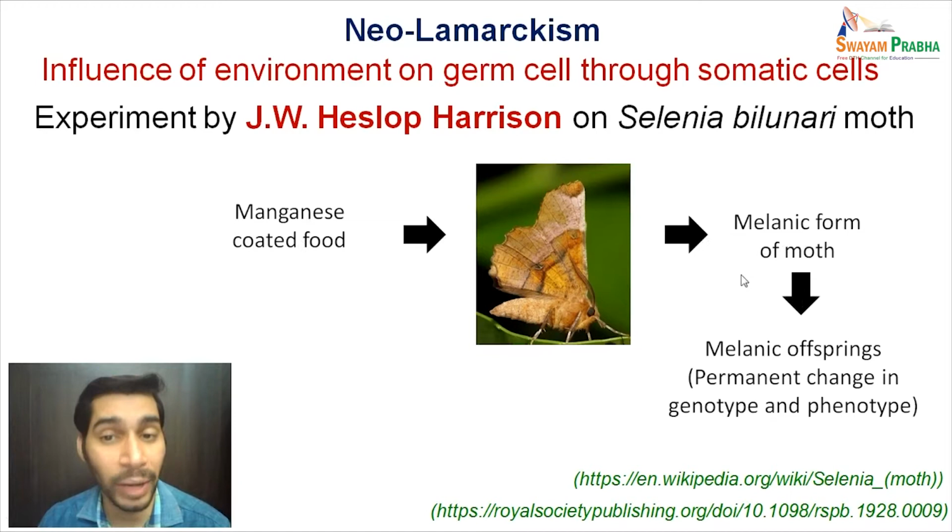From these moths, the offspring which came were also melanic. So that means there was a permanent change in the genotype as well as the phenotype. So the environment influenced both genotype and phenotype of the offspring through somatic cells, which in other words is the influence of environment on germ cells through somatic cells.